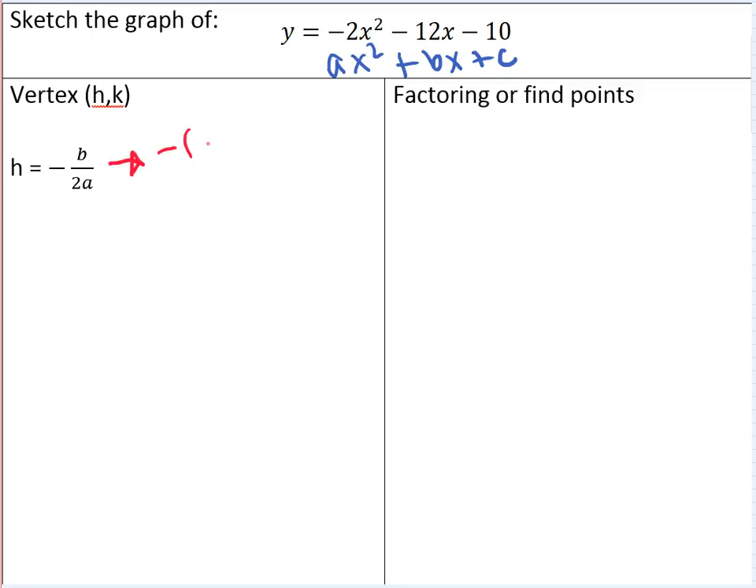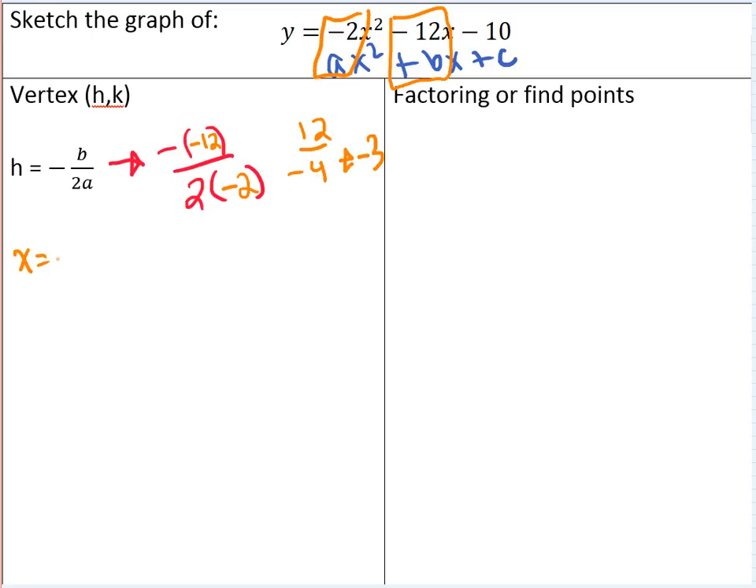I'm going to have negative, a spot for b, over 2, and a spot for a. We see that a is negative 2, and b is negative 12. So I'm going to have negative 12 right here and negative 2 right there. A negative 12 is positive 12. 2 times negative 2 is negative 4. 12 divided by negative 4 is negative 3. So now we say that x is going to equal negative 3, and we're going to plug that in.